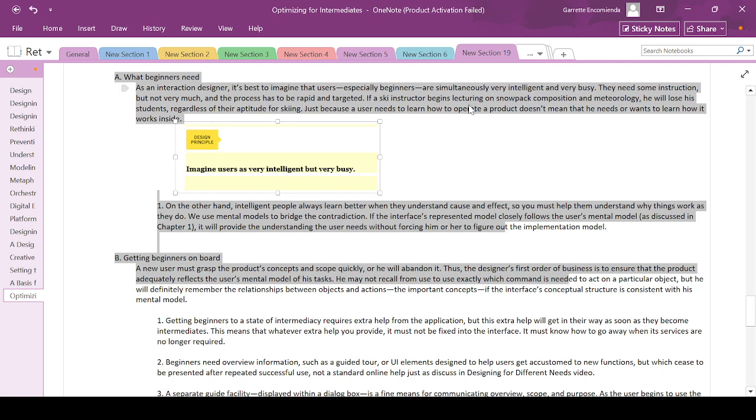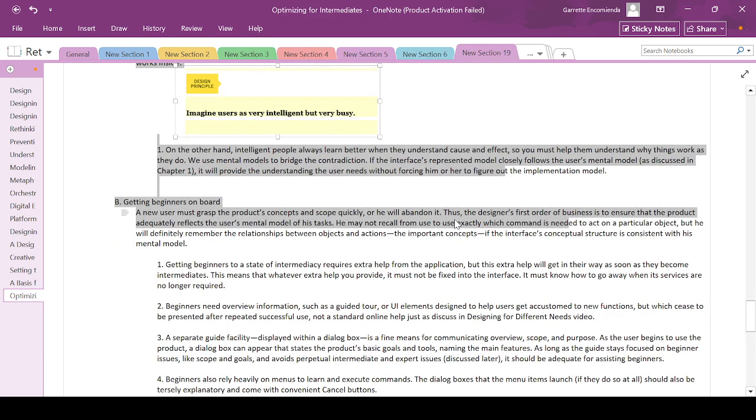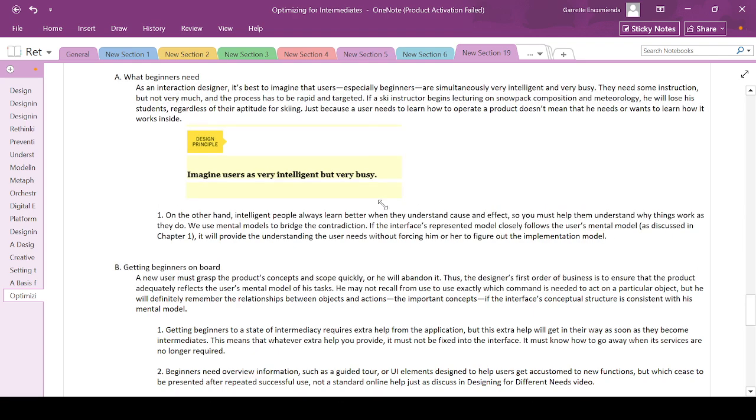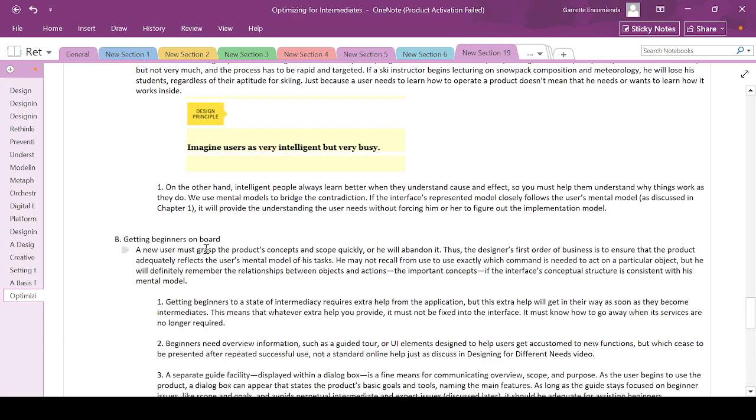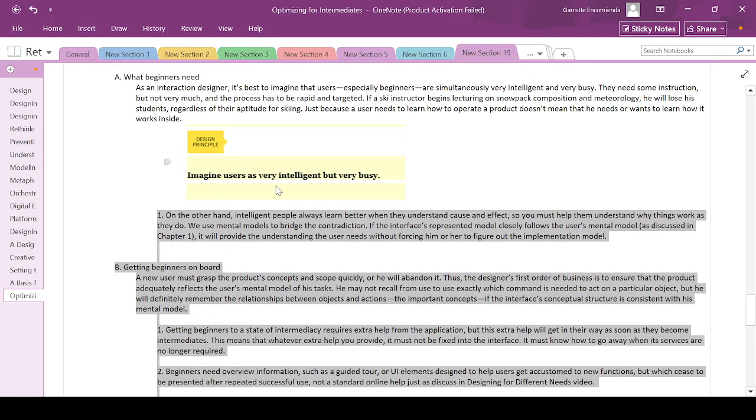Also, providing those more complex features at first is overwhelming. So it doesn't really provide the skill development that we all thirst for, the feeling that we have progressed on something. Design principle. That's also the reason why we need to read increasingly complex books. We need to start with simple. Design principle: imagine users as very intelligent but very busy.